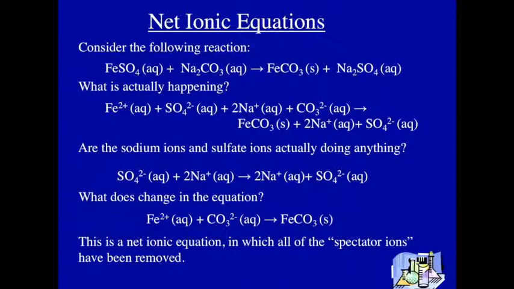This is the net ionic equation. The spectator ions have been removed in this case. Lead 2, I keep saying lead 2. Iron 2, carbonate, and then iron 2 carbonate. The spectator ions are removed from this equation.